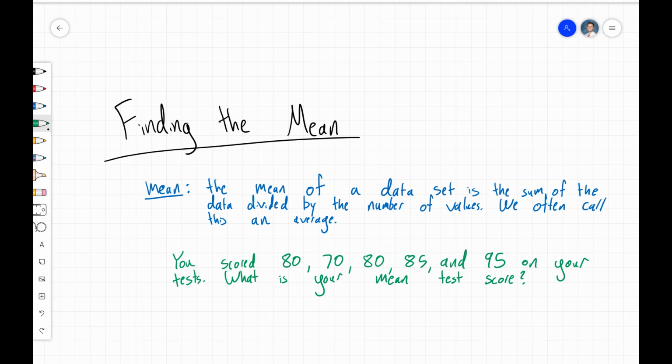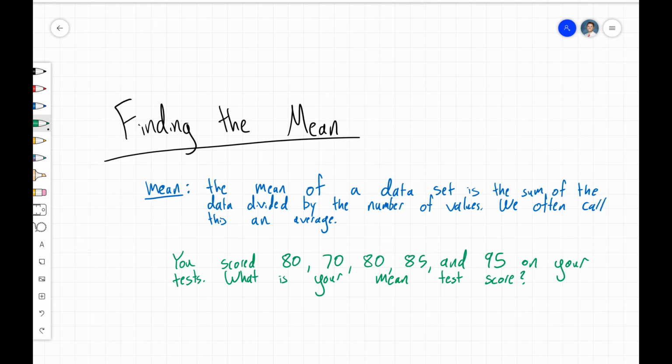Hey everyone, we are going to talk about finding the mean. So when we have statistical data, the mean is the sum of all of our data divided by the number of values. This might sound a little confusing in words, but when we look at an example, you will understand. We often call the mean the average, right?